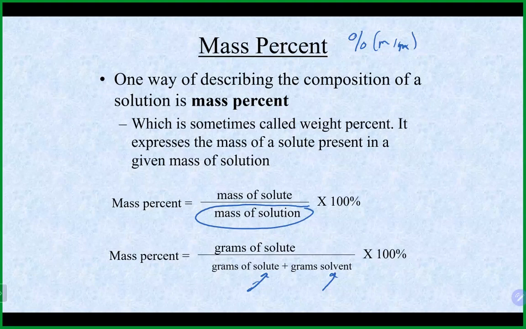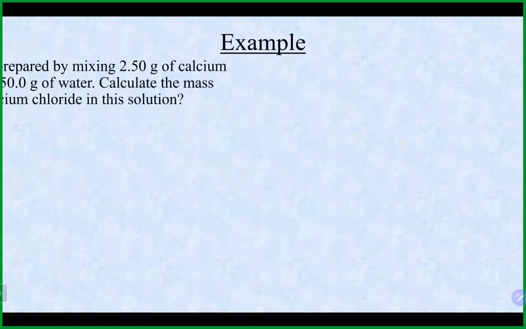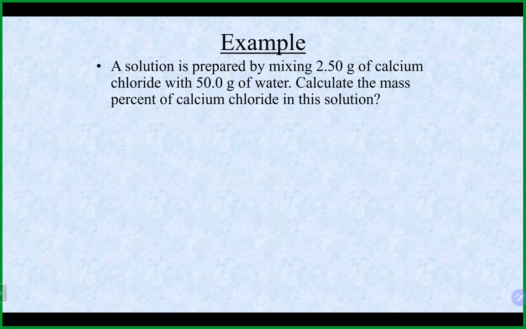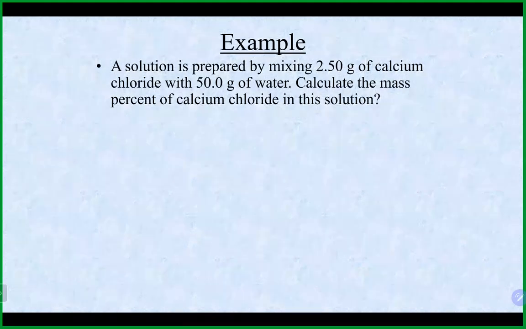So let's take a look at this one here, or one of these. A solution is prepared by mixing 2.5 grams of calcium chloride with 50 grams of water. Calculate the mass percent of it. So take a moment and calculate that, see what you come up with. Okay, let's take a look at it.